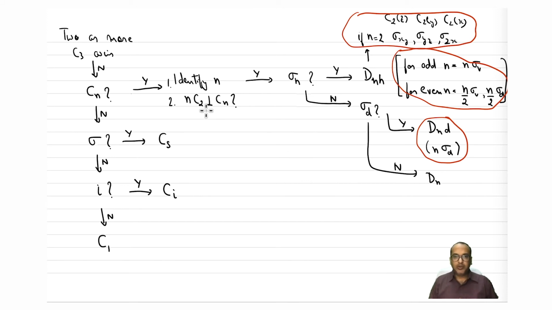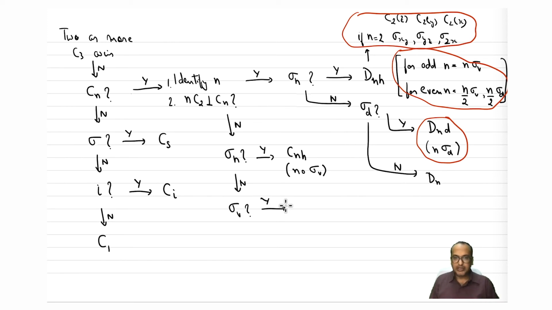So now let's go to n C2s perpendicular to Cn. If there are no such cases, then you will ask if there is a sigma h present, and if it is a yes, then you call it as Cnh. Again, in this case, there would not be any sigma v present in the molecule. Okay. And if there is no sigma h, then you ask if there is sigma v present.